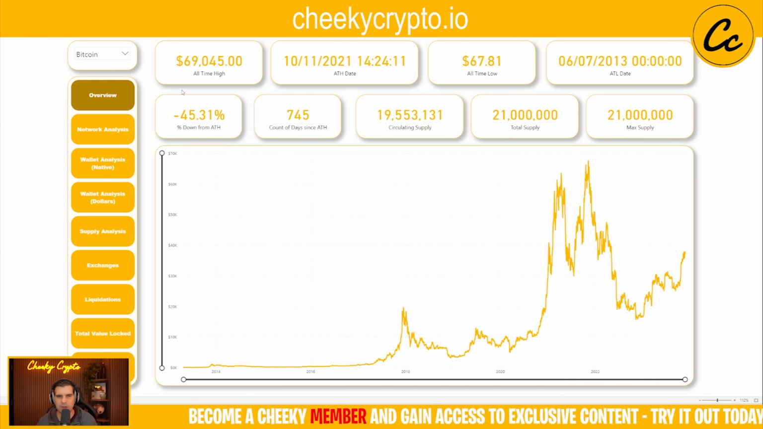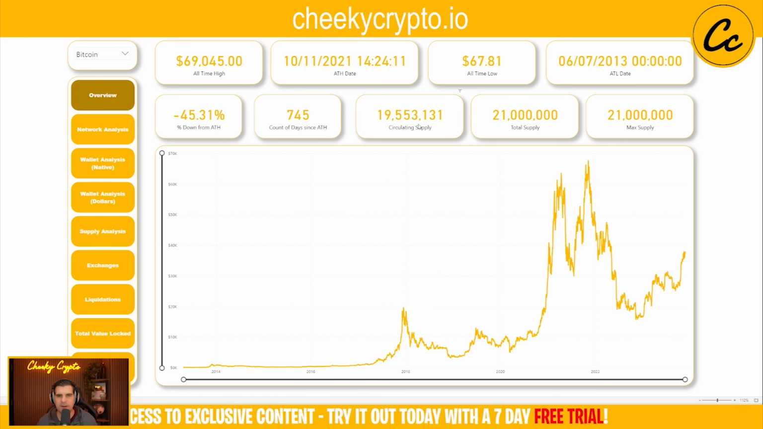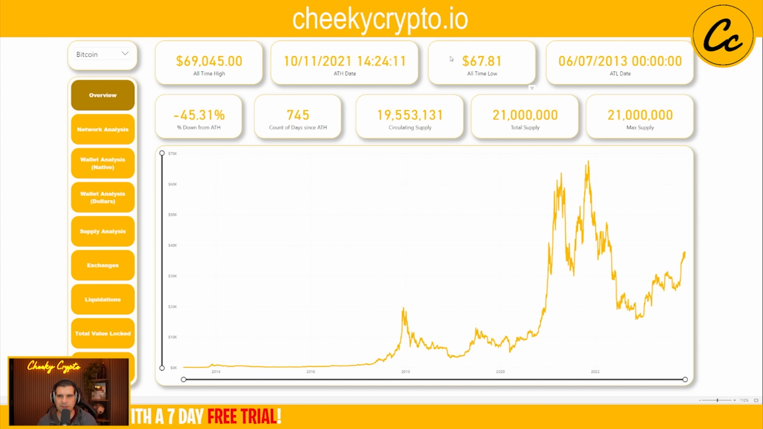This here is the overview. It shows you the price action of BTC across the years. And then, of course, you can see here we have the all-time high, the date of the all-time high. The all-time lows are kind of irrelevant because it's not really technically an all-time low. We are currently 45.31% from the all-time high. It was 745 days since we were at the all-time high.